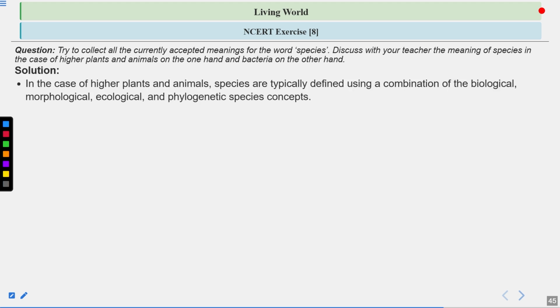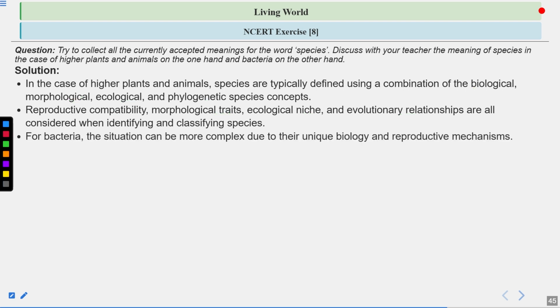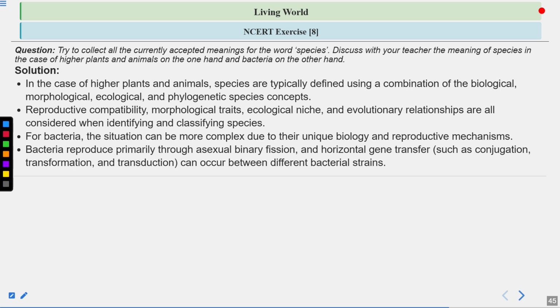Now, in case of higher plants and animals, species are typically defined using a combination of biological, morphological, ecological, and phylogenetic species concepts. Okay, reproductive compatibility is the biological species concept, morphological traits is the morphological species concept, ecological niche is the ecological species concept, and evolutionary relationship means the phylogenetic species concept. In case of bacteria, the situation is quite complex because bacteria have a unique biology and reproductive mechanism.